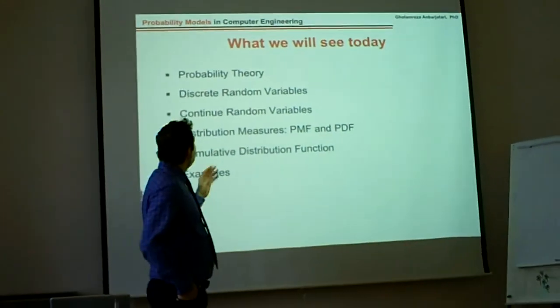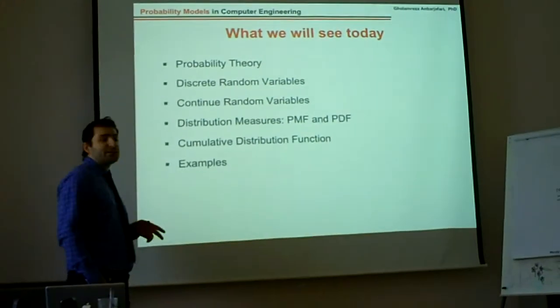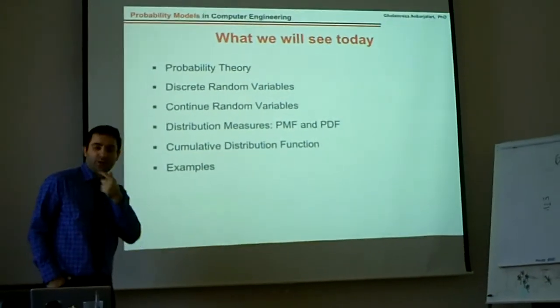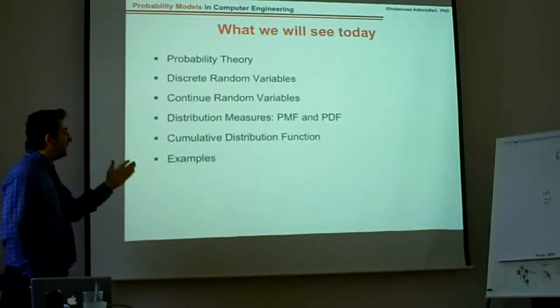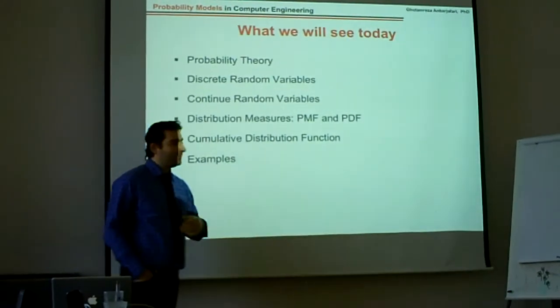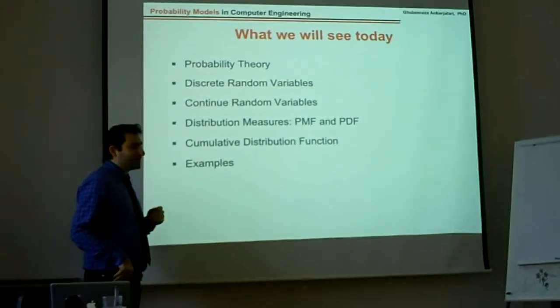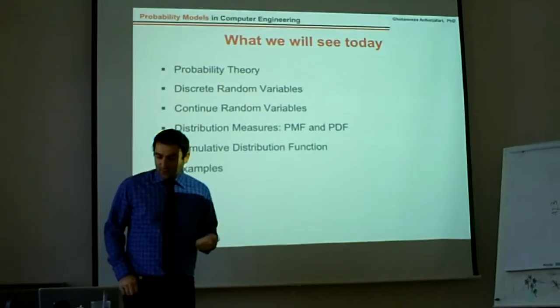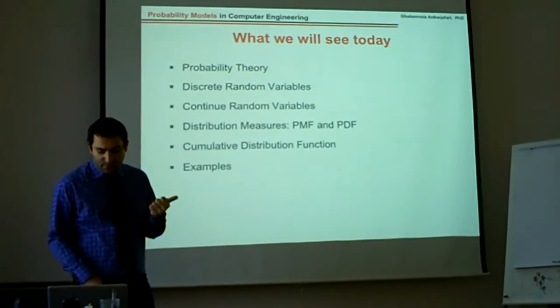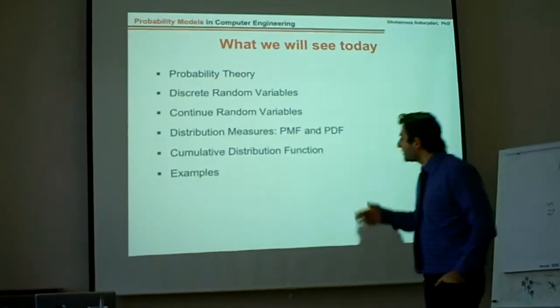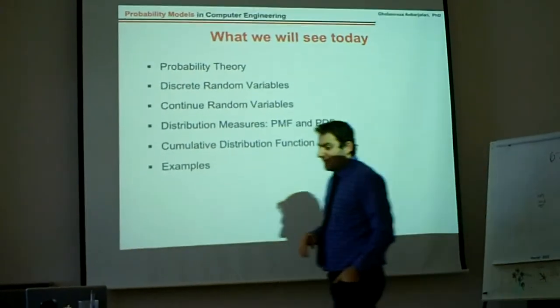Now, what we will see today, we will talk about probability theory. These are the revision of the probability, some things that you have to know before we continue the course. We will spend quite some time on each of them, and we will solve examples. We will talk about what a discrete random variable is. We will talk about the continuous random variable. We will talk about the distribution of these random variables, and we will solve some examples.